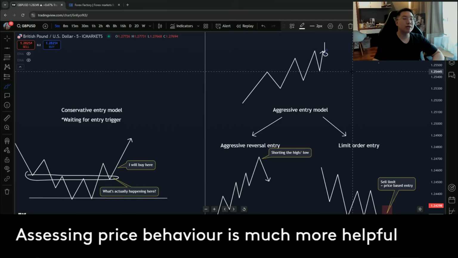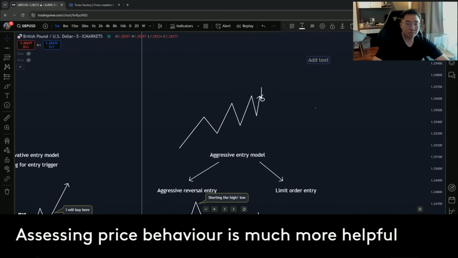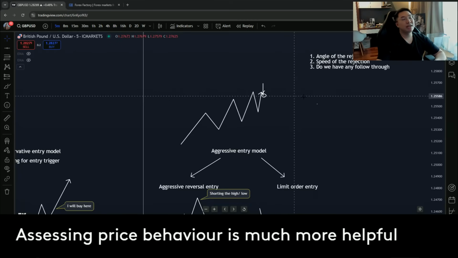By simply entering a setup just based on a candlestick pattern, to me, it's just way too surface level. So when I'm looking to take a position, I assess a few key elements. First one, the angle of the rejection, or the speed of the rejection. The next one is, do we have any follow through? I don't like to enter a reversal just simply based on the candlestick pattern.